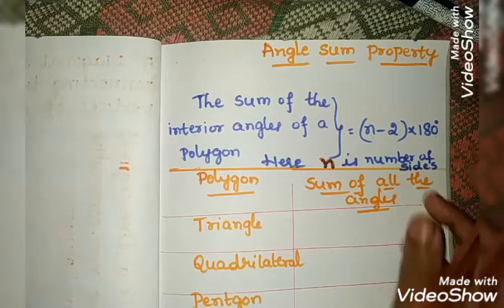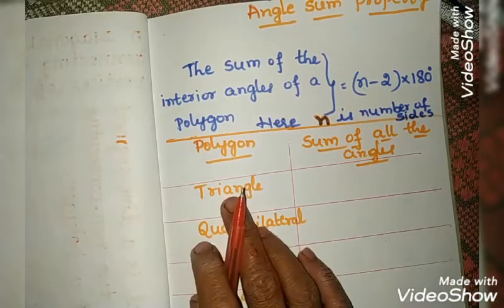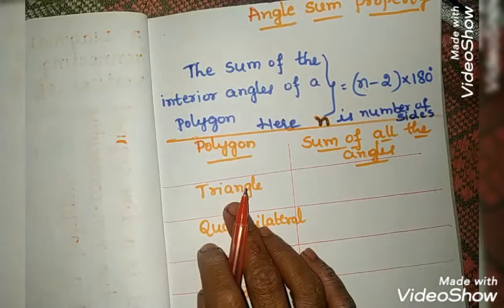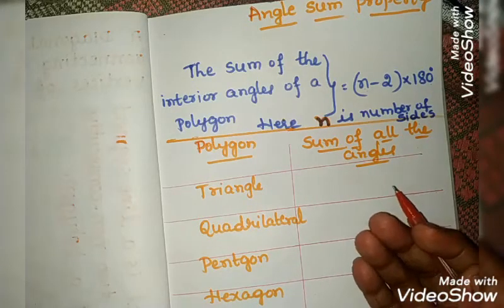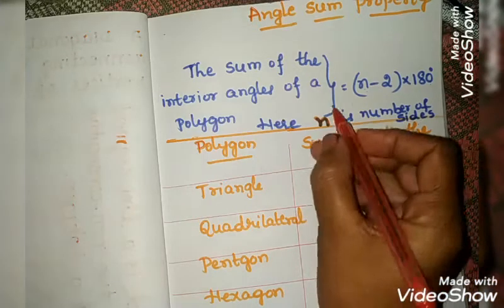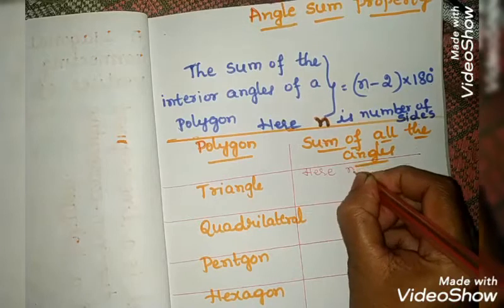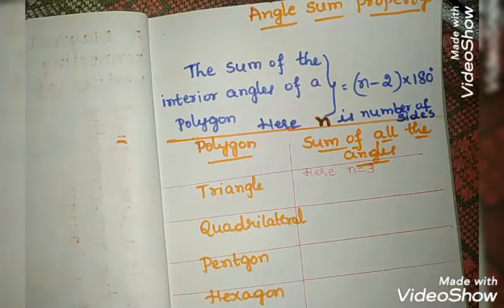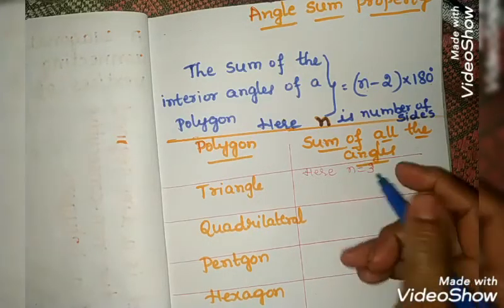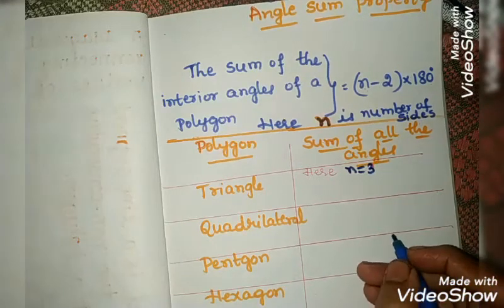Let us try the sum of the angles for some polygons. For example, triangle, you know the answer actually. What is the sum of all the angles of a triangle? 180 degree. But how did it come? How did we get that answer? Let us check that using this formula. Here, n is equal to how much in case of this triangle? n is equal to 3, correct children?